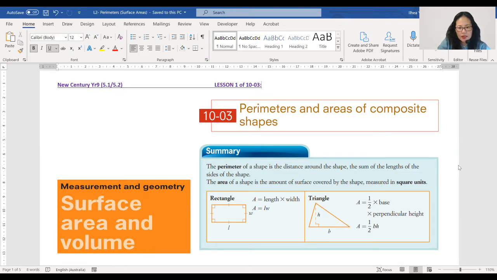I think this is area for rectangle and triangle. Now perimeter is the distance all around the shape. So obviously the total distance around the shape is the perimeter, so you need to add all the side measurements. Okay, and the area of a shape is the amount of surface you're going to cover. So you probably will think of basically rectangle, triangle, square, trapezium, kite, that sort of thing.